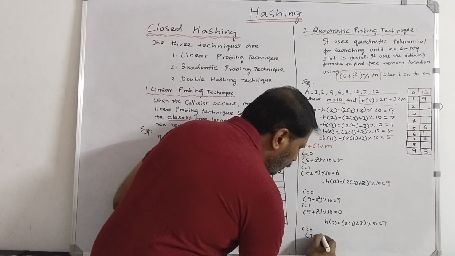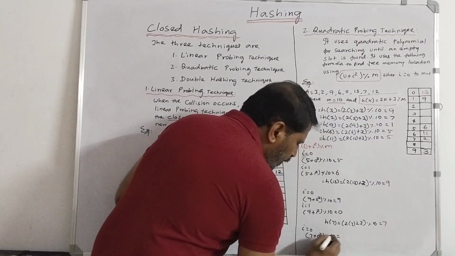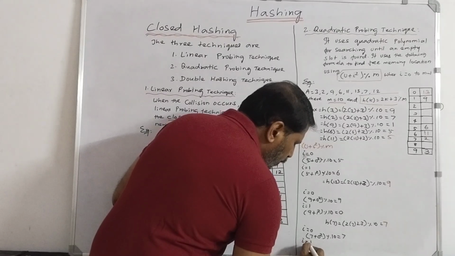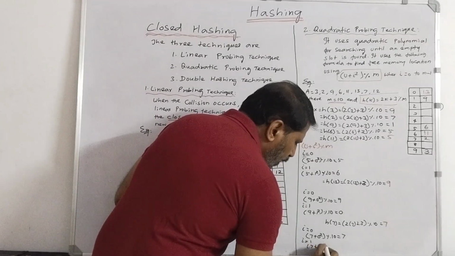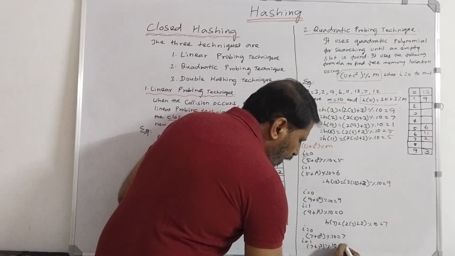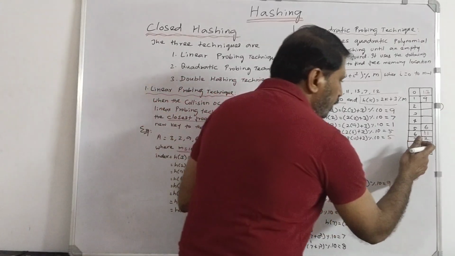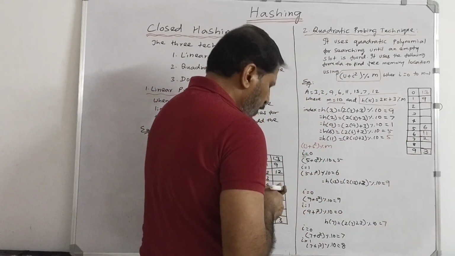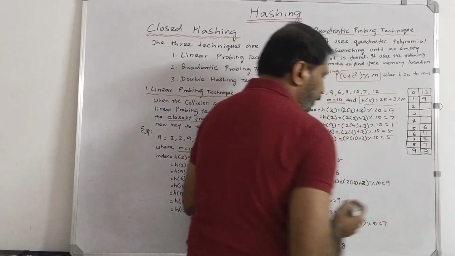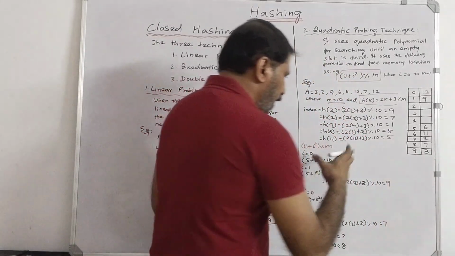7 plus 0 square modulo 10 equals 7 only. 7 is already there, so i becomes 1 now. So 7 plus 1 square modulo 10 means 8, and 8 modulo 10 is 8. So 8 is free now. Since 8 is free, we are storing the number 7 in the 8th location.